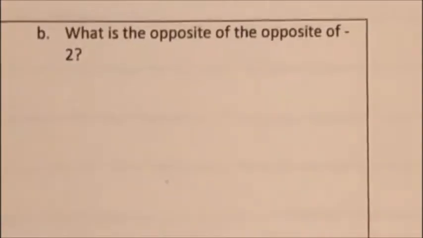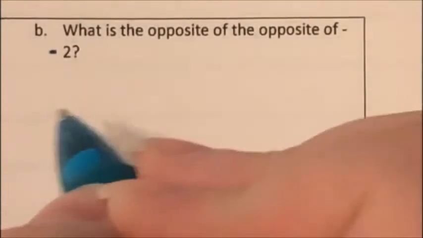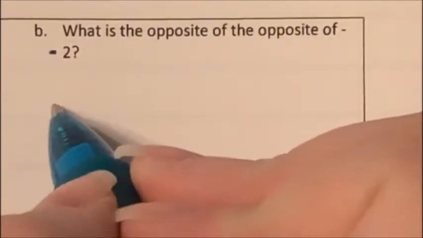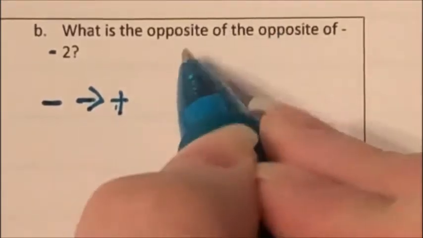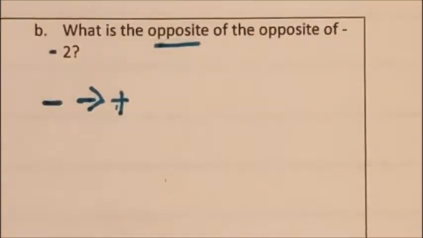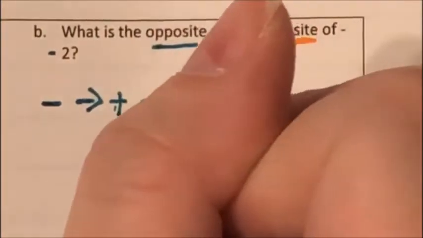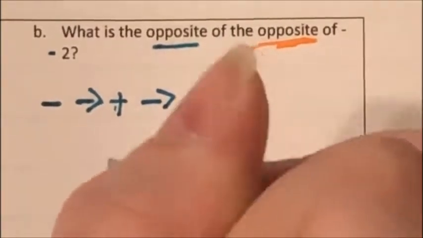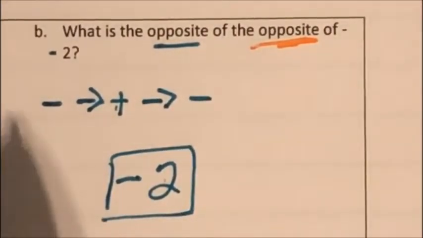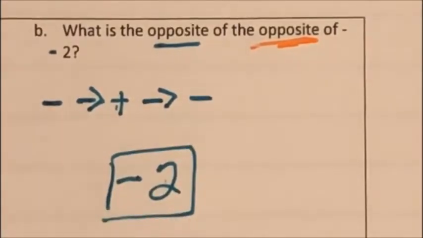Letter B says, what is the opposite of negative 2? So this minus 2 is right there, okay? So the opposite, so I start with negative. The opposite of a negative is a positive, so that's the first one. But there's two opposites, right? So from positive, I go back to negative. So my answer is going to be negative 2. The opposite of the opposite.